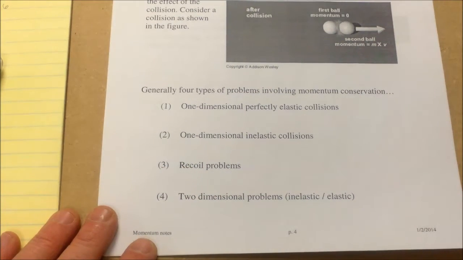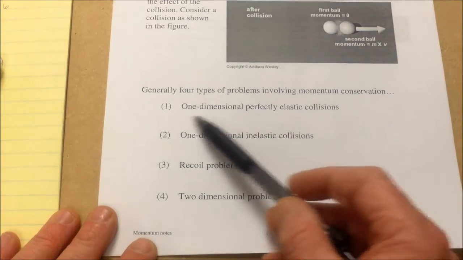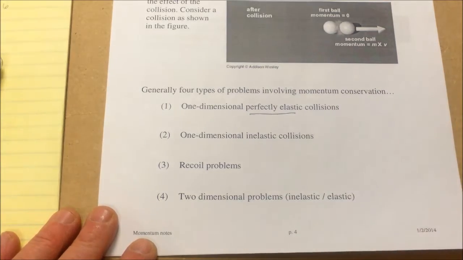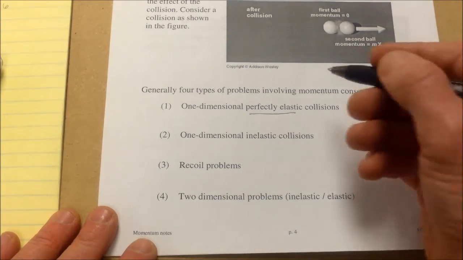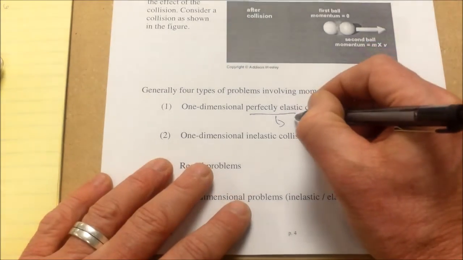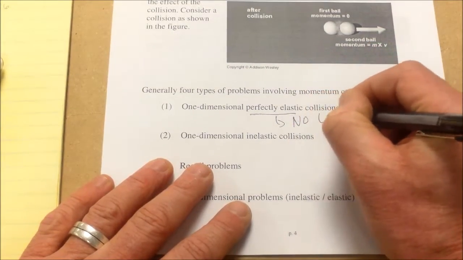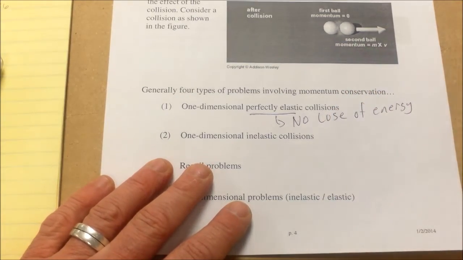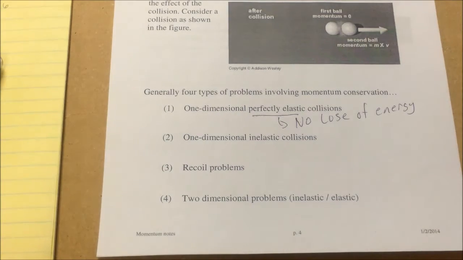Now, there really are 4 different types of problems that deal with momentum conservation. The first type we're going to deal with is what's called a one-dimensional, perfectly elastic collision problem. What perfectly elastic means is we don't lose any energy, no loss of energy in the collision. Now, perfectly elastic is somewhat theoretical. Most collisions have some loss of energy.